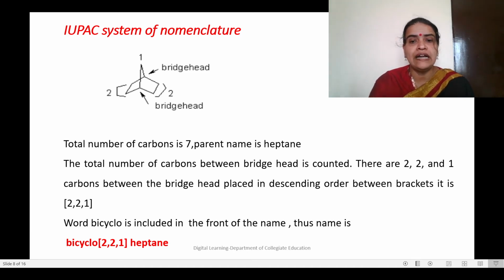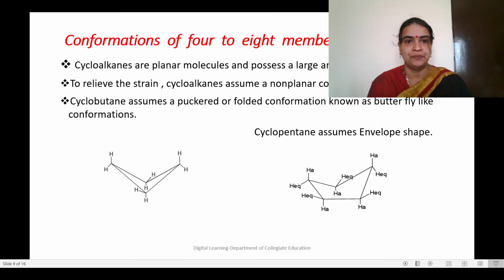Now only the name heptane is not complete. We have to add the bicyclo term. We have to represent the number of carbon atoms in each ring and the bridge. So the first ring contains how many carbon atoms? 1, 2. The second ring contains 1, 2. And the bridge contains 1 carbon atom. So it will be bicyclo 2, 2, 1 heptane. It's shown here. So norbornane is the common name. Bicyclo 2, 2, 1 heptane is the IUPAC name.